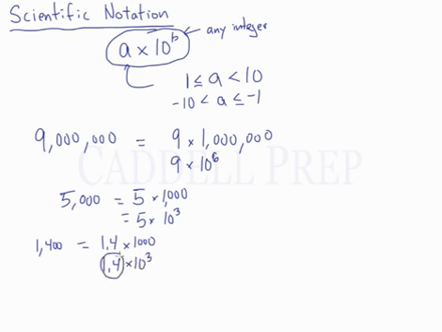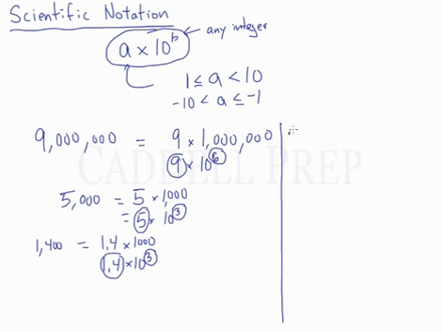So if we look at all of these, they're all between 1 and 10. They have to be less than 10, but they could equal 1. But they're all between 1 and 10. Okay, and we look at these exponents, we see that they're all integer values. In this case, they're all positive. But they don't have to be positive.